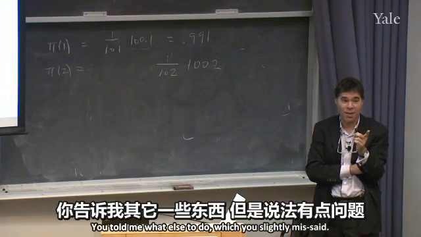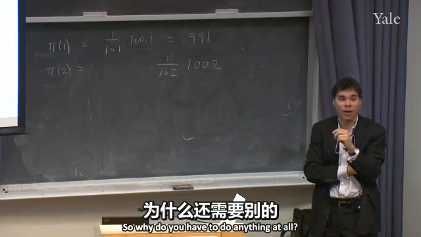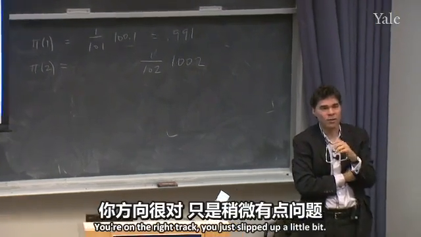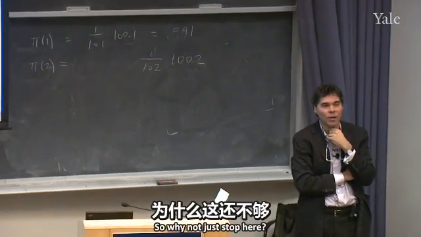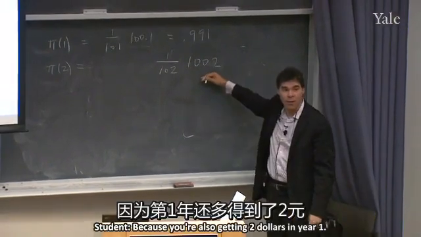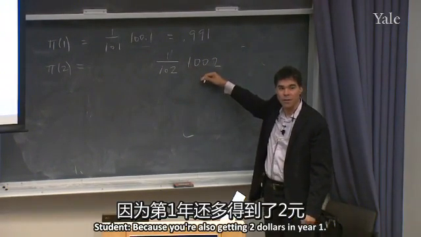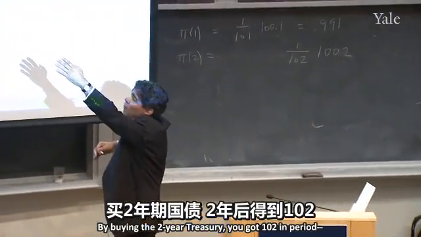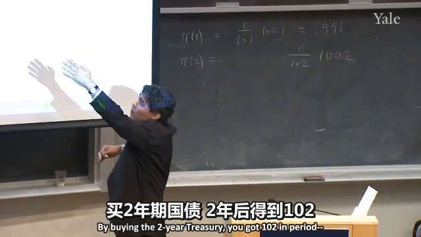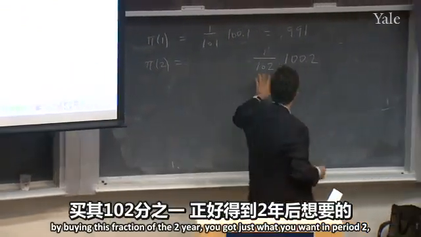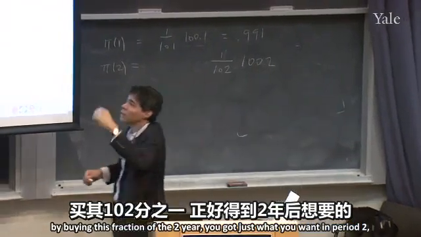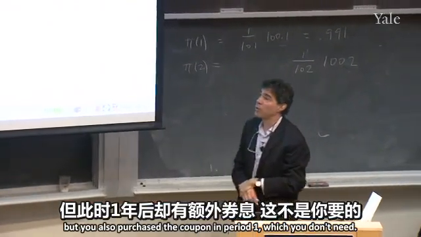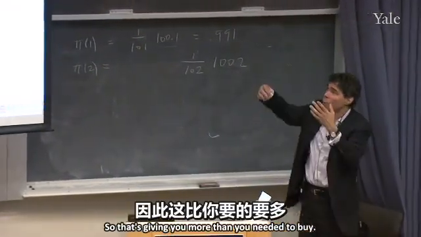Okay, so do your reasoning before you tell me what else to do, which you slightly misspoke. Why do you have to do anything at all? Tell me the reason why you want to do something else. You're on the right track, you just slipped up a little bit. So why not just stop here? Because you're also getting $2 in period 1. Exactly, that's exactly right. By buying this fraction of the 2-year treasury, you got just what you want in period 2, but you also purchased the coupon in period 1, which you don't need. So that's giving you more than you needed to buy.